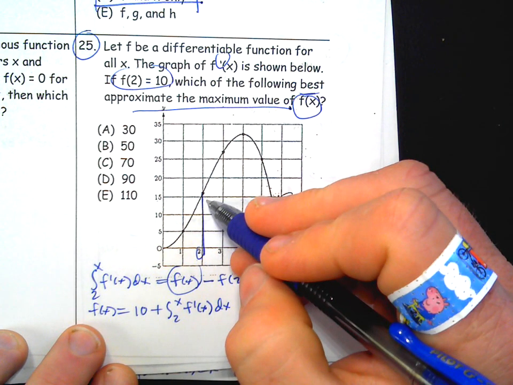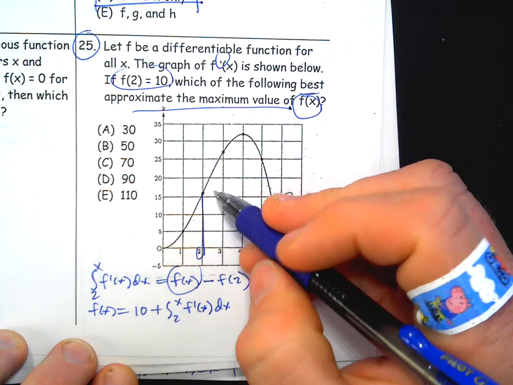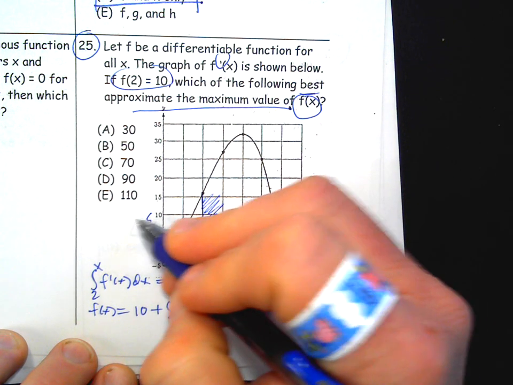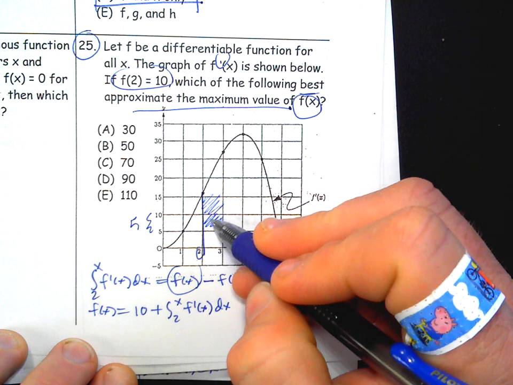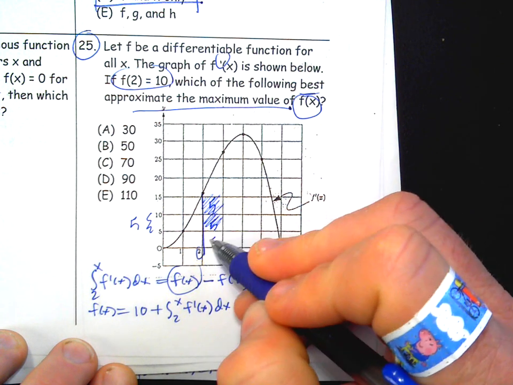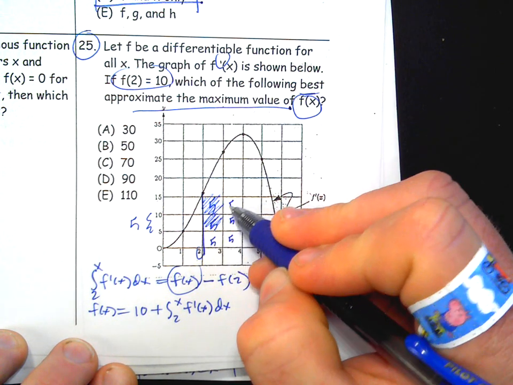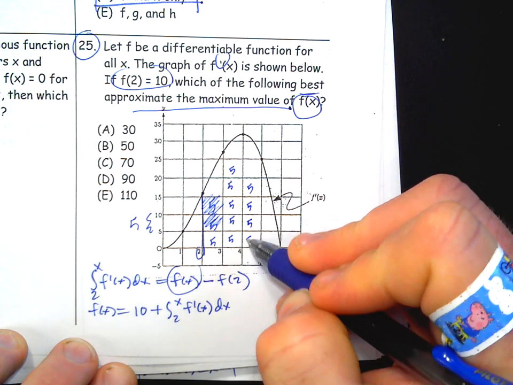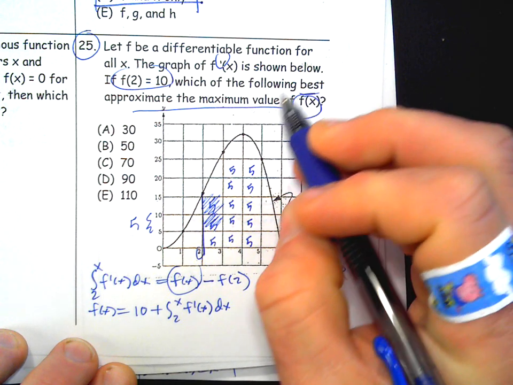Now, to estimate this, we could just count squares on here. And these are going up by 5, by the way. So this is 5, 5, 5, and so on, close to it.